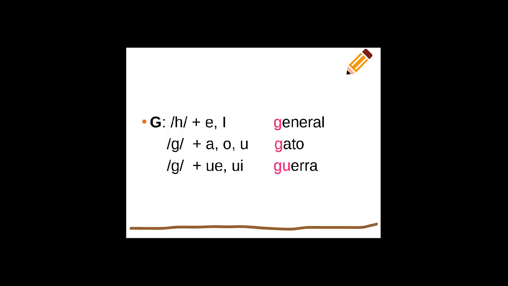But what happens if we need the soft variety with E and I? Very simple. Like in the case of Q, that we will see later on, we put a silent U. That is, that U is not pronounced. It's just there to indicate that we need to pronounce the sound softer, like in guitarra or guerra, that is guitar or war.